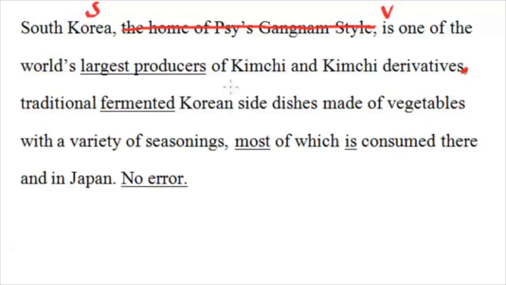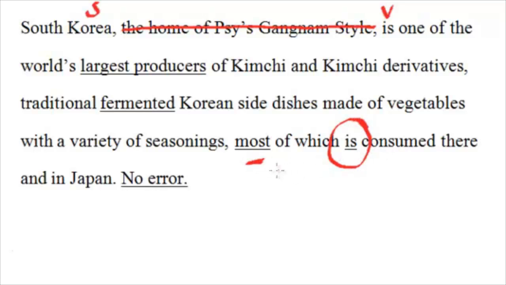That's it, right? Everything else is modifiers, right? But there's nothing wrong in this part of the sentence. South Korea is one of the largest producers, right? But there is something wrong with the sentence, so let's read on, right? "Derivatives, traditional fermented side dishes made of vegetables with a variety of seasonings, most of which is consumed there and in Japan." This is what's wrong right here.